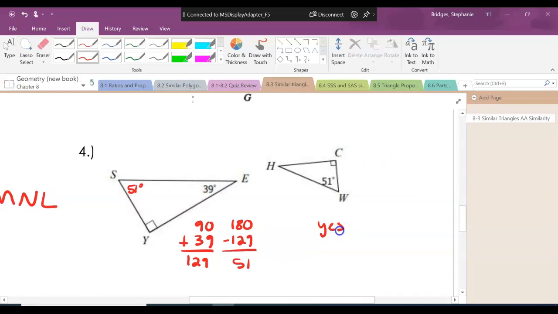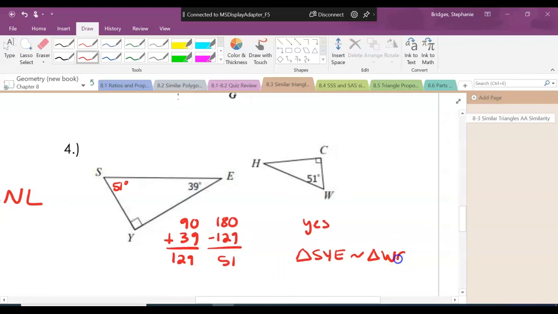So let's make our similarity statement. How do you want to call the big triangle? SYE. Okay, SYE. And that's going to be similar to, which angle is the same as S? W, so that goes first. Which angle is the same as Y? C, and then that leaves me with H.